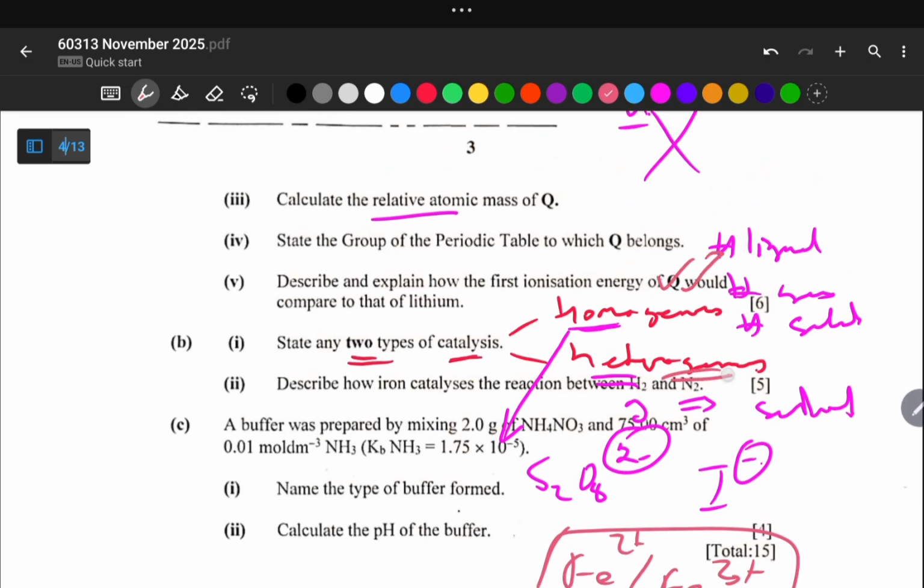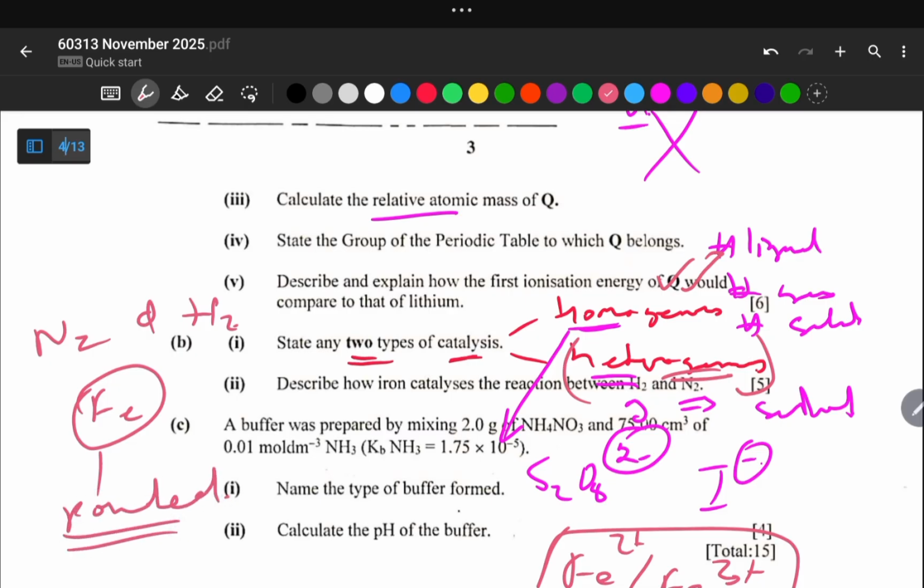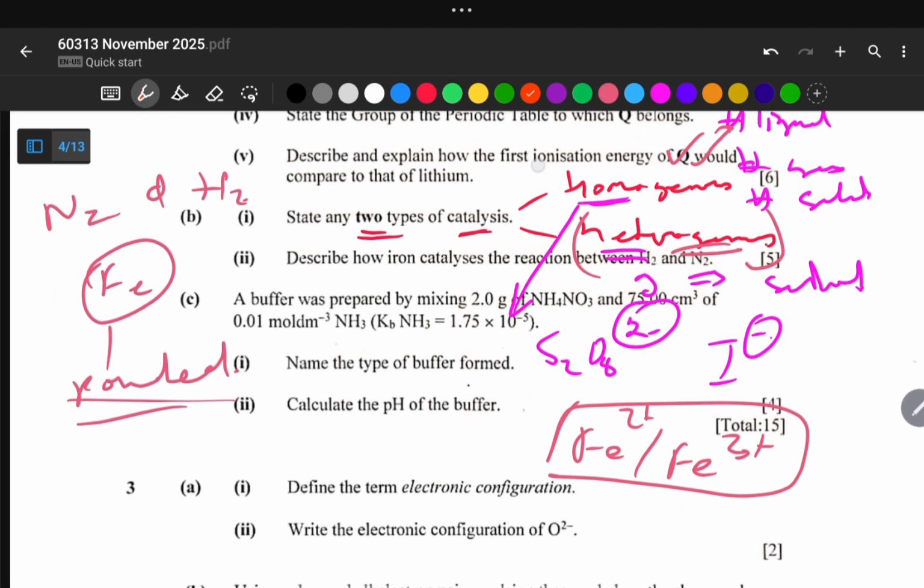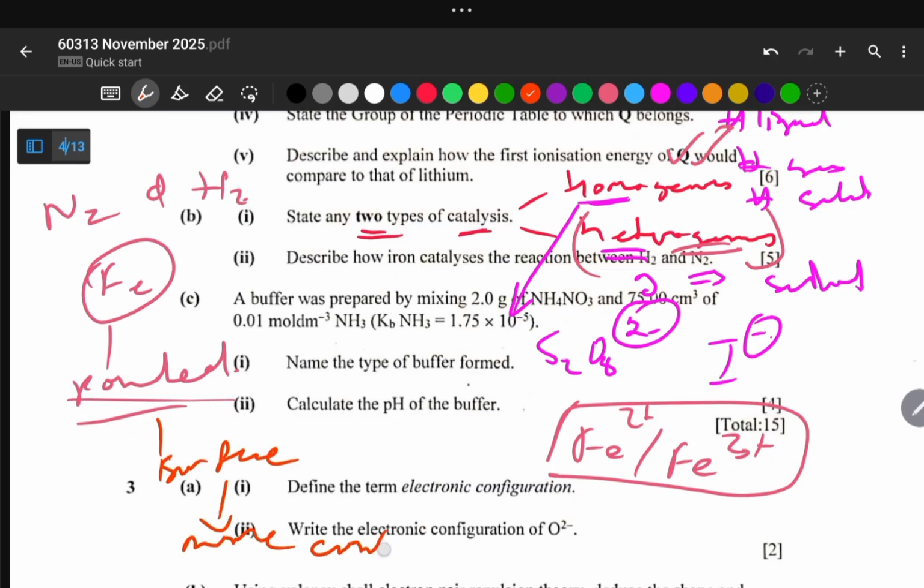And for heterogeneous, we have the Haber process. We can have the Contact process, right? Most of the industrial processes are heterogeneous catalysis. For the Haber process, we have nitrogen and hydrogen as the reactants, and powdered iron as the catalyst. At times it can be examined to explain why iron is powdered. It is powdered to increase the surface area, and then we have more contact points, right? You should always understand this.